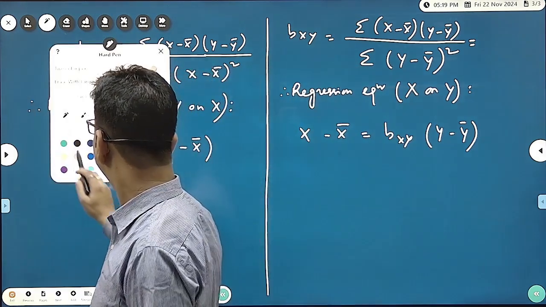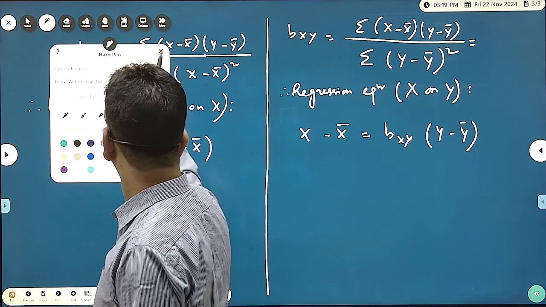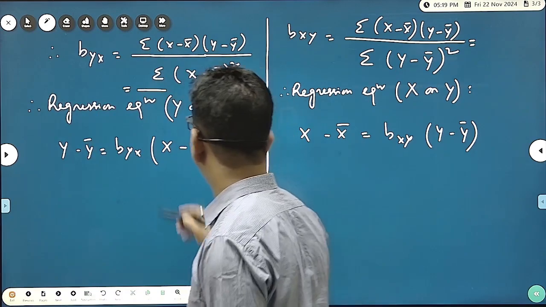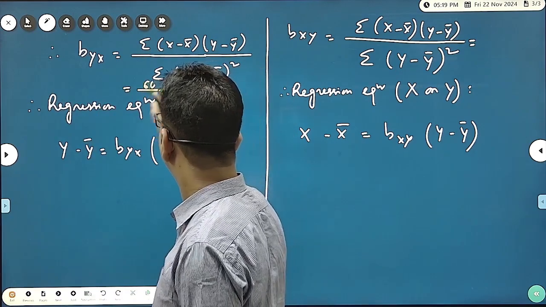I have less space there to write. So if you now write it, how much did you get for summation of x minus x bar? I think 60. 60 by how much?